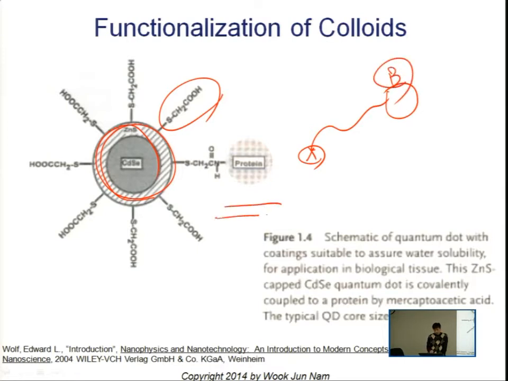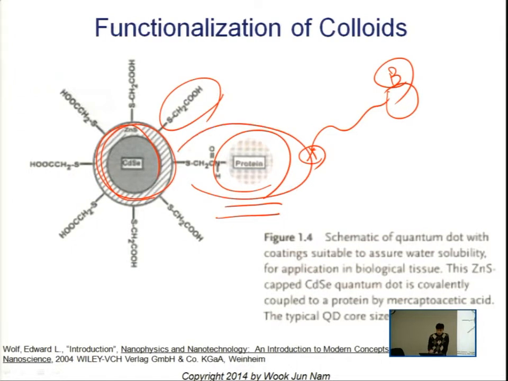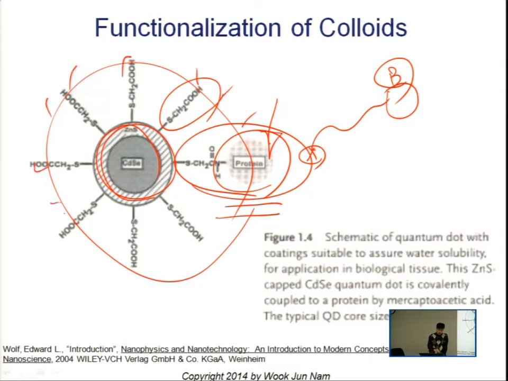So in this example, it attaches a protein which can react with some target molecules in the body. So using this way, this self-assembled monolayer not only makes the nanoparticles stabilized, but also modifies those nanoparticles to have certain functions based on the molecules surrounding the surface of the nanoparticle.